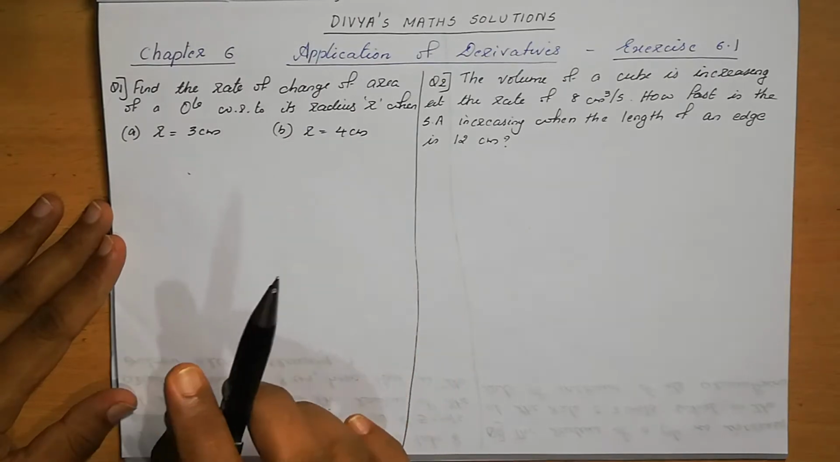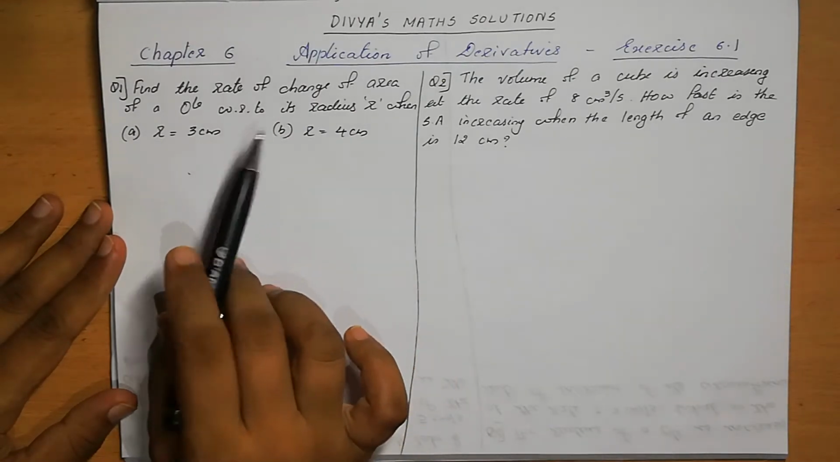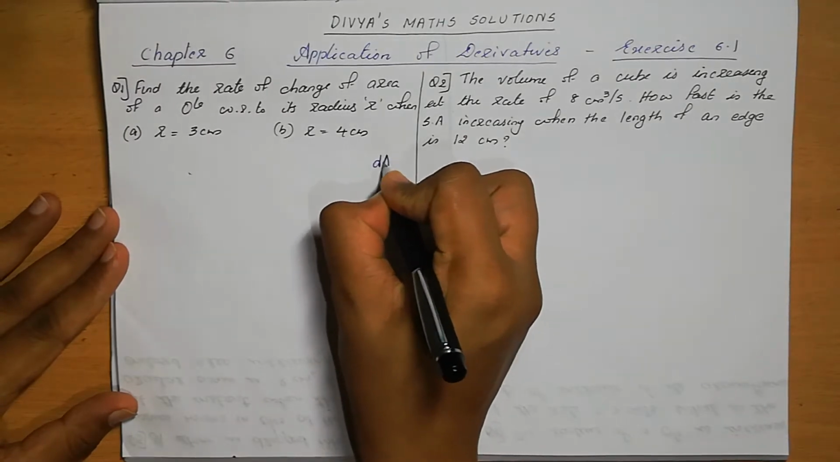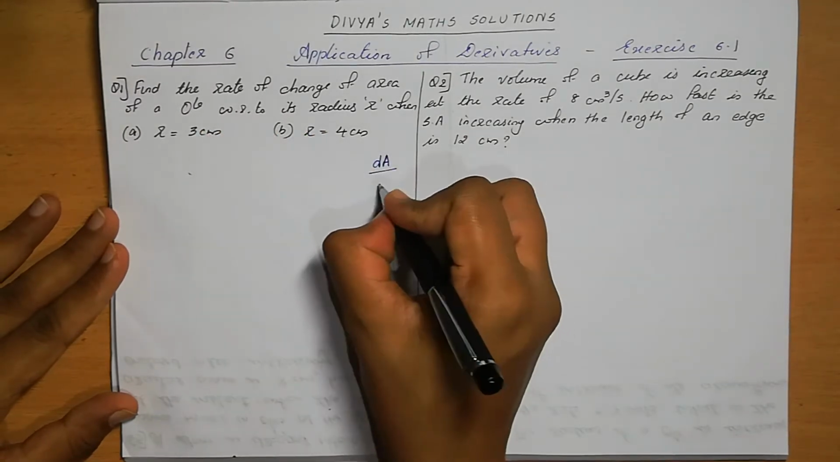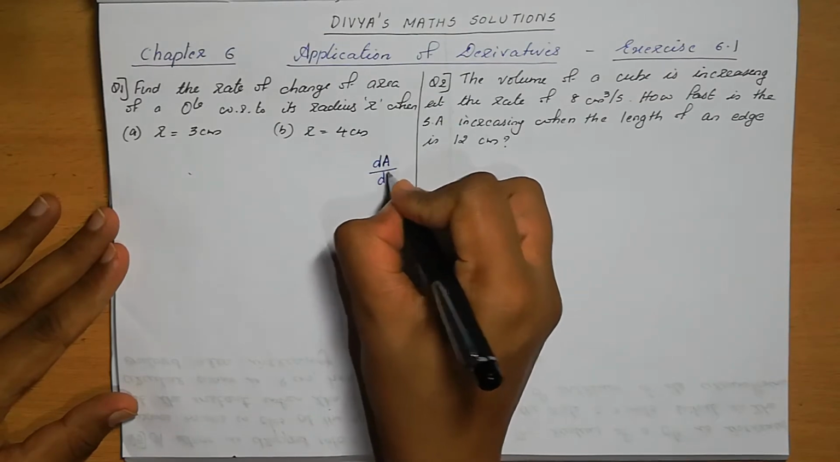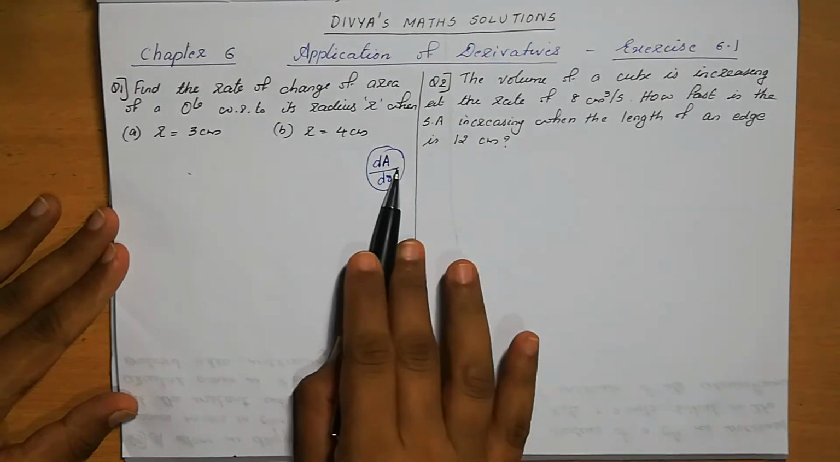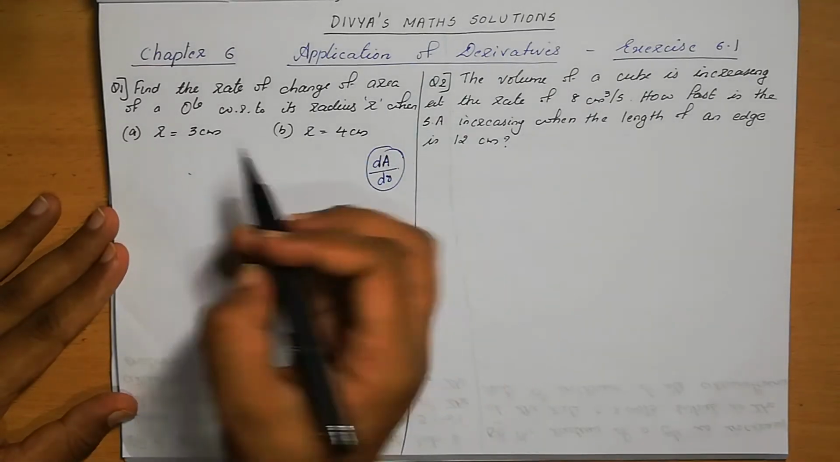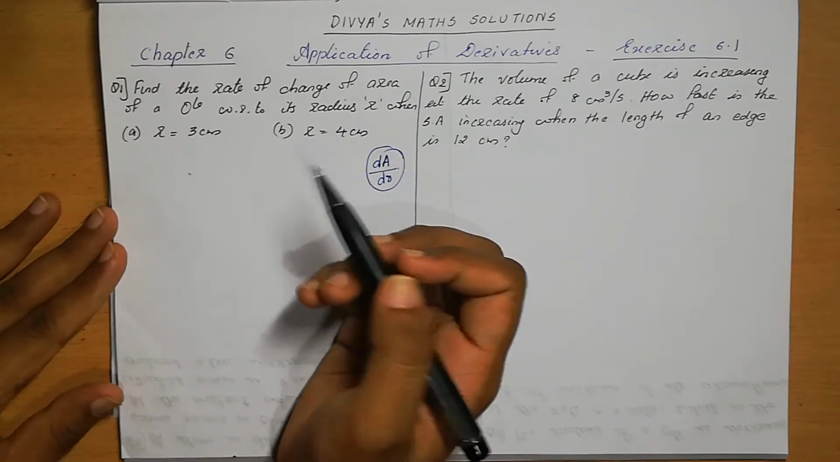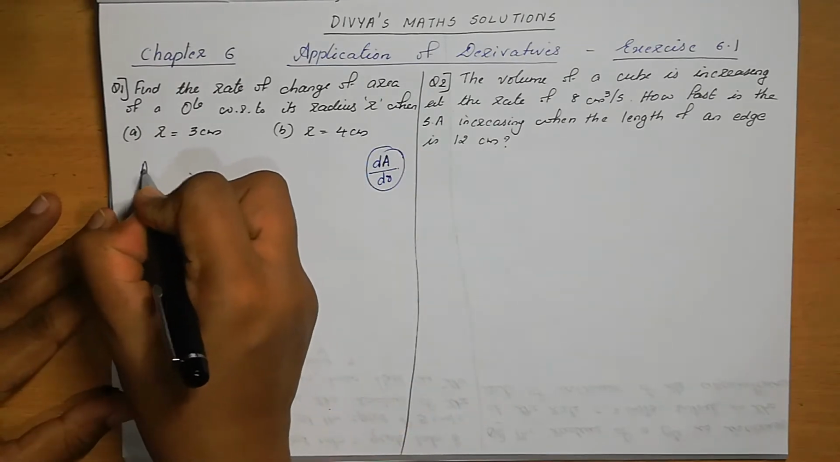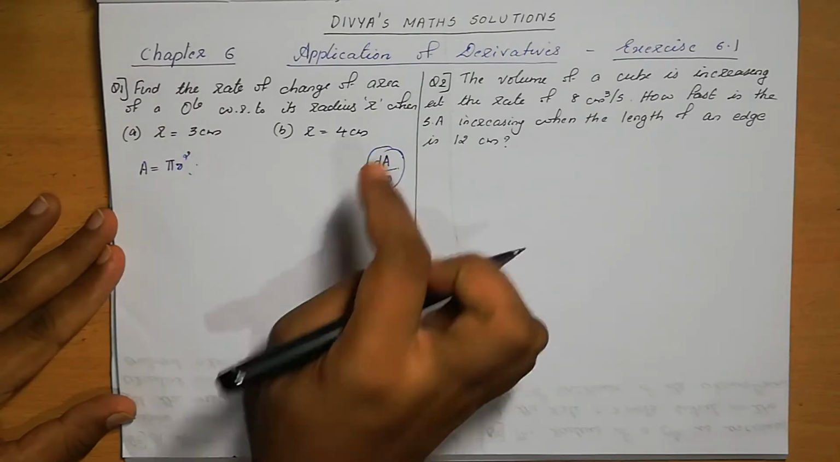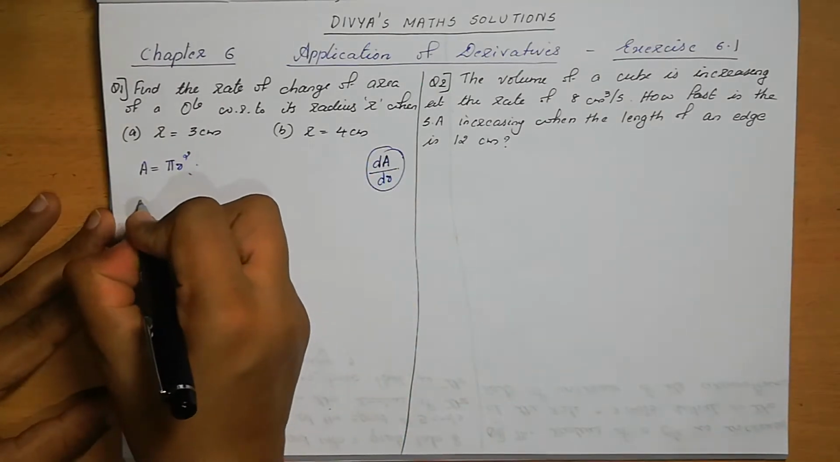So what is the area? Area is pi r square for the circle, right? So we need to find the rate of change of area with respect to radius, which means dA by dr. This one only we are going to find out. First, we can take the radius of the circle as r. What is the area of the circle? Area is pi r square, correct? So we can find the value of this dA by dr.